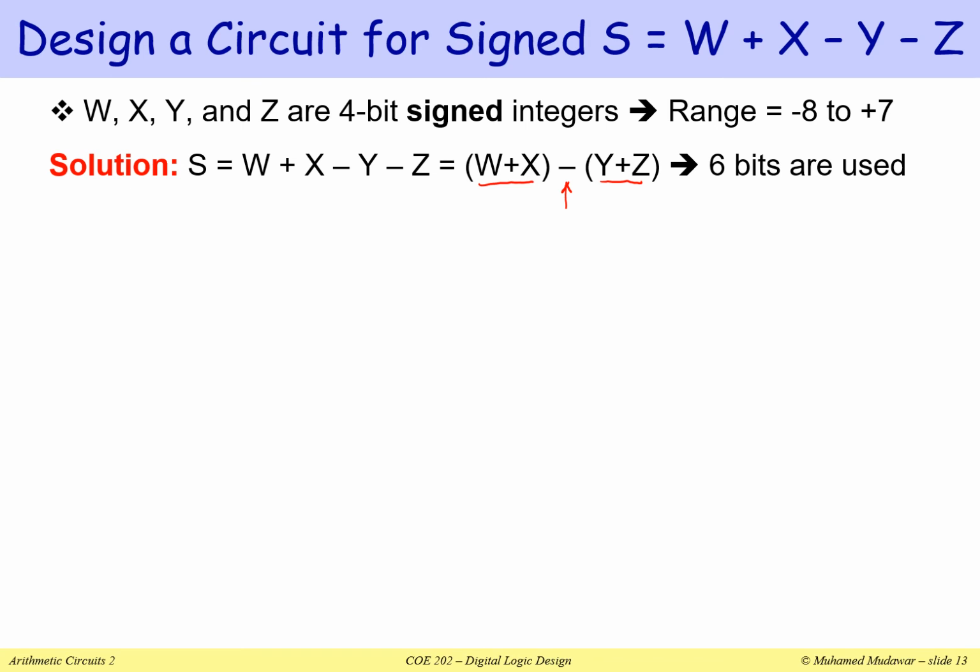Now you can ask, how many bits do you need? When you add W plus X, and W and X are 4 bits, the exact sum will be 5 bits. The same thing when you add Y plus Z: the exact sum will be 5 bits. And when you subtract, you will get 6 bits in total. You can also look at the range of values and see that you need 6 bits to represent the exact final sum. So let us design such a circuit.